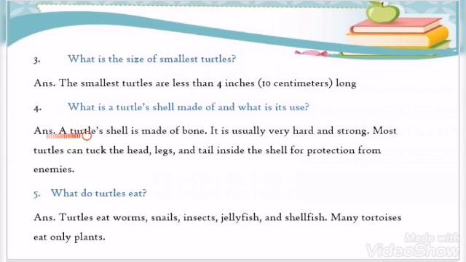And the answer is, a turtle's shell is made of bone. It is usually very hard and strong. Most turtles can tuck the head, legs, and tail inside the shell for protection from enemies. So what are they made of? They are made of bone. And what is their use? It is used for the protection of the turtle.